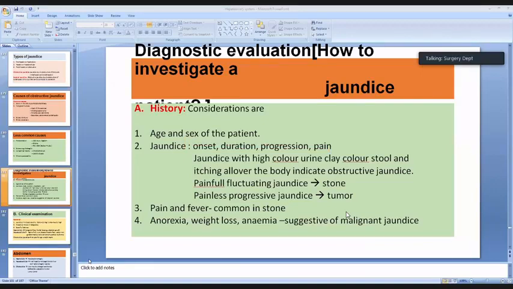Second, we have to ask about jaundice. If we carefully observe the information regarding jaundice from the history, we can differentiate whether the jaundice is obstructive, hepatocellular, or hemolytic jaundice.